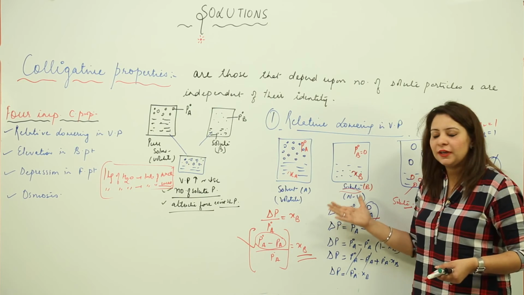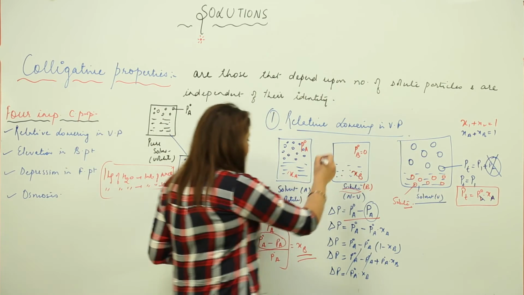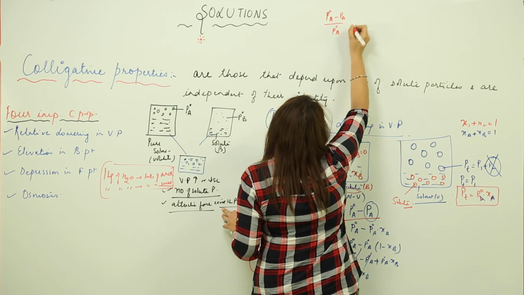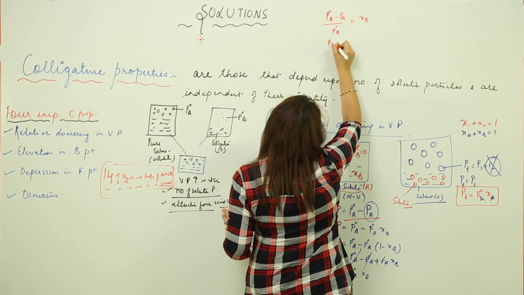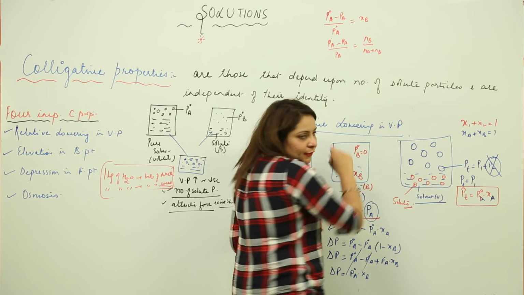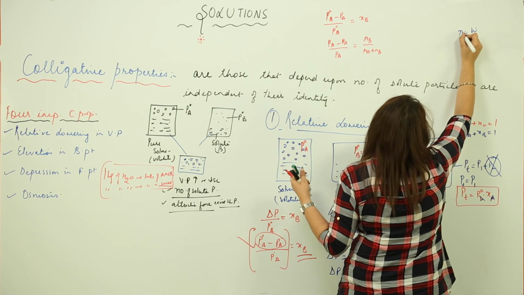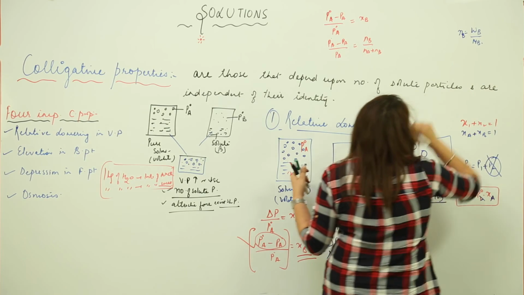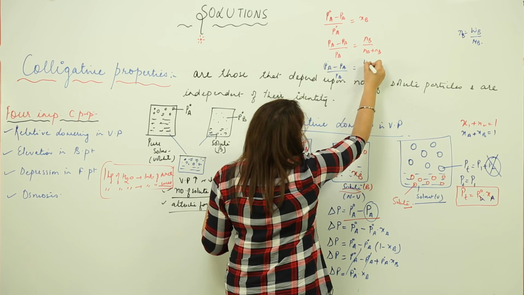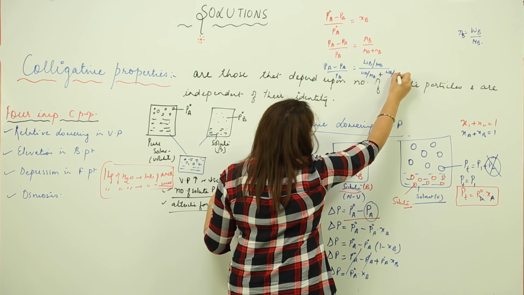This expression can also be used to find the molar mass. Just look at the board to see how. I'll write here: P naught A minus PA upon P naught A, that is the relative lowering, is equal to XP. And we know that mole fraction is moles of B divided by the total number of moles, that is the moles of A and B. Moles of B are weight of B by molar mass of B. So by putting this value I can have WB upon MB divided by WA upon MA plus WB upon MB.